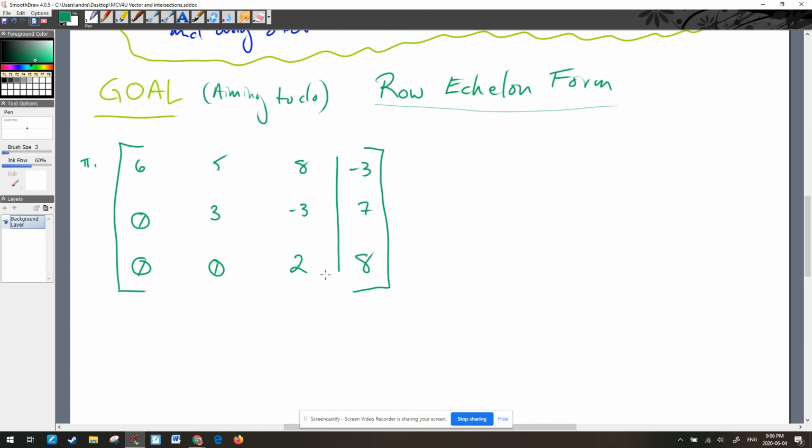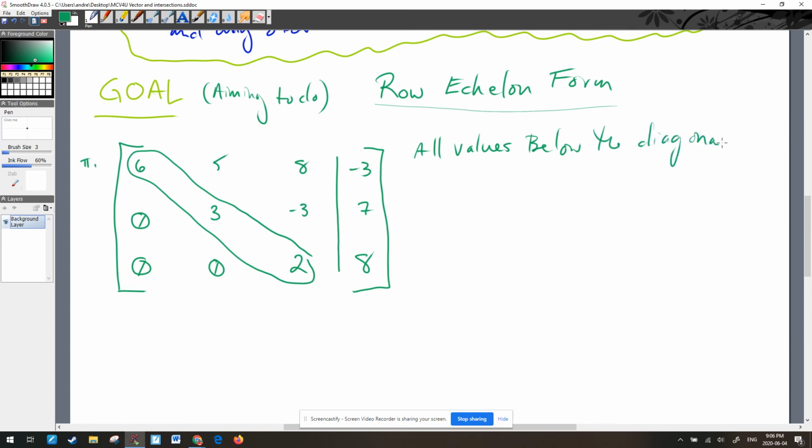So what we have here, even though it's not really the diagonal, if we ignore the augmented part, I just laid my pen flat because I wanted to slide like that, but you can't see that. So if we take everything to the right of the augment and we ignore it for now, we're going to take this diagonal. Row echelon form says all values below the diagonal are zeros. Okay.